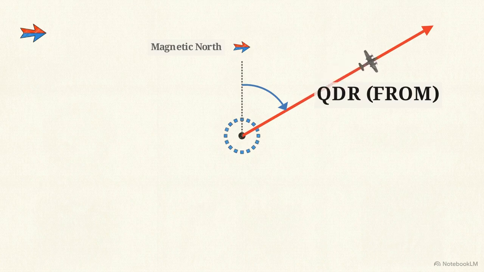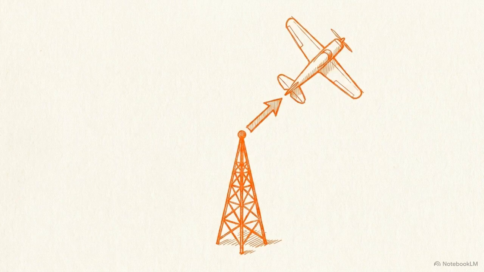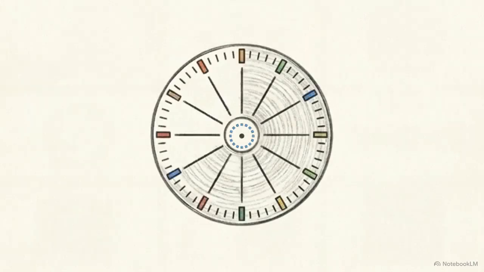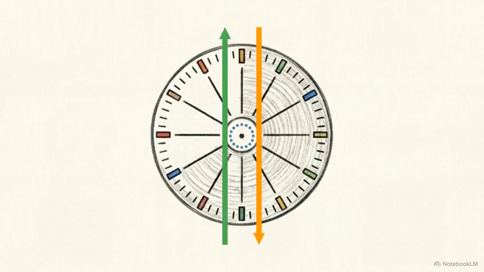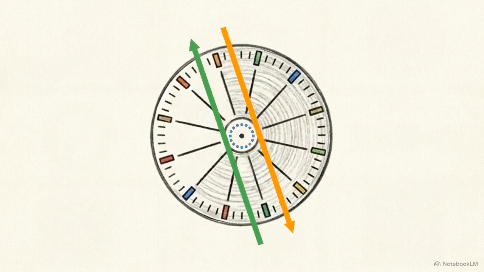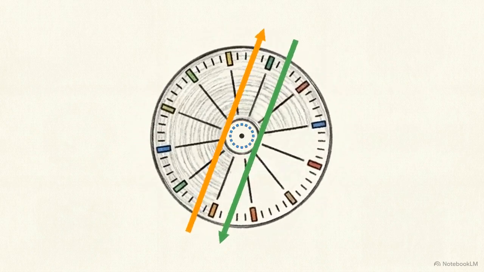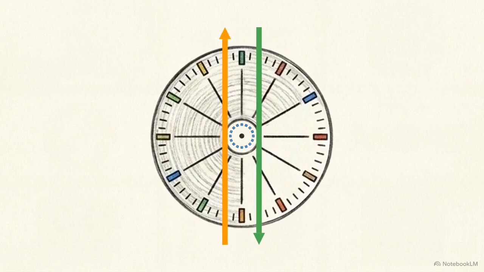QDR is the magnetic bearing from the station. This describes the specific outbound line, or radial, that the aircraft is currently crossing as it moves away from the beacon. The memory rule for exams is QDR means from. QDM and QDR are reciprocal vectors. Selecting the correct code defines whether the aircraft's path is oriented toward the beacon or away from it.